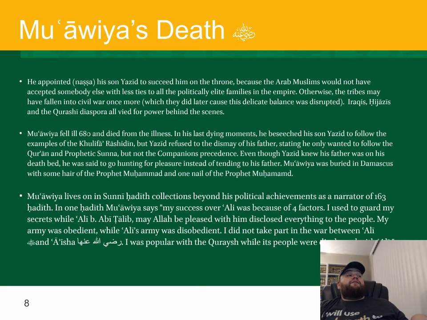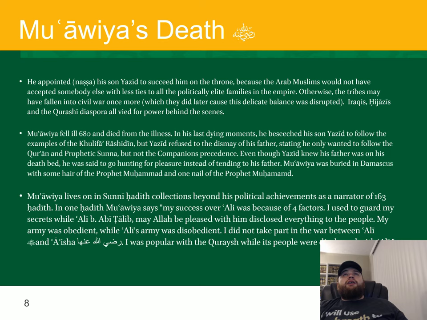So Muawiyah fell ill in 680 and died. We don't know exactly what he died from, but it's narrated that he begged his son, beseeched his son Yazid, to follow the examples of the rightly guided caliphs, the Khulafa Rashidin, even Ali, right? He held respect for Ali. But Yazid refused. He was just like, no, I am not going to do that. And that he was just going to follow Quran and Sunnah.